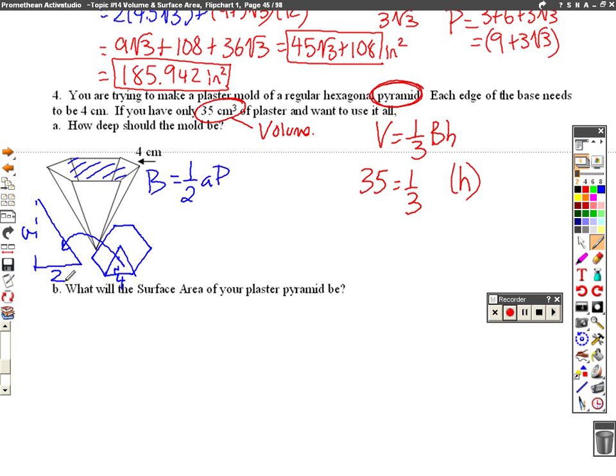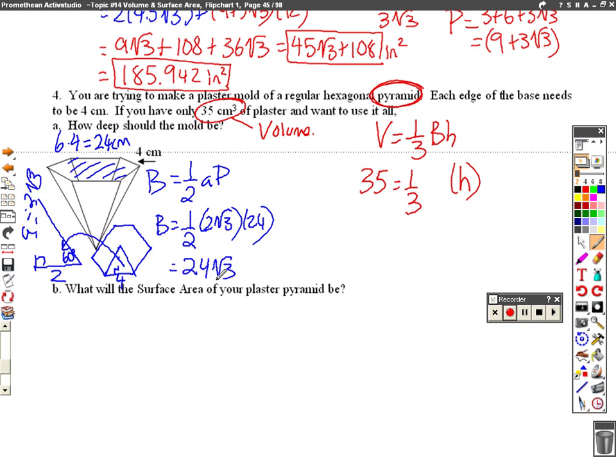Half of that base is going to be 2. And since the apothem is opposite a 60 degree angle, the apothem will be 2 root 3, x times root 3. So the area of my base is 1/2 apothem 2 root 3 times perimeter. That's the perimeter of the whole base. There are 6 sides and they're each 4 centimeters, so that will be 24 centimeters. Put this all together. 1/2 times 2 is just 1, and 1 times 24 is 24. So this is 24 root 3. That's our base.